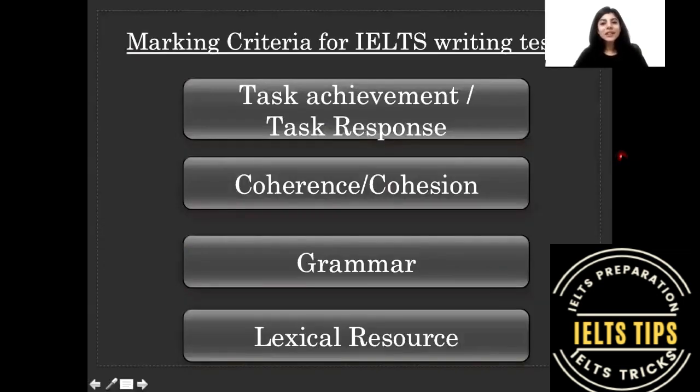There are 4 criteria that you're marked on: task achievement or task response, coherence and cohesion, grammar, and lexical resource. Lexical resource is vocabulary. Each of these criteria accounts for 25% of the 9 bands in writing. Let's have a look at task achievement and task response first.